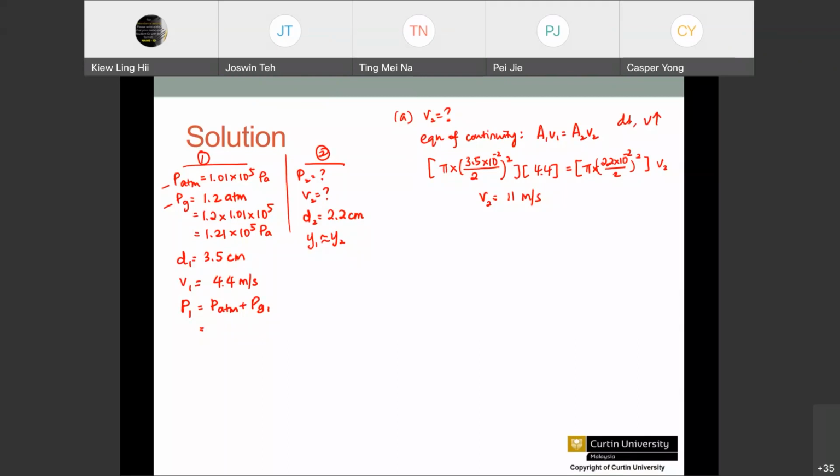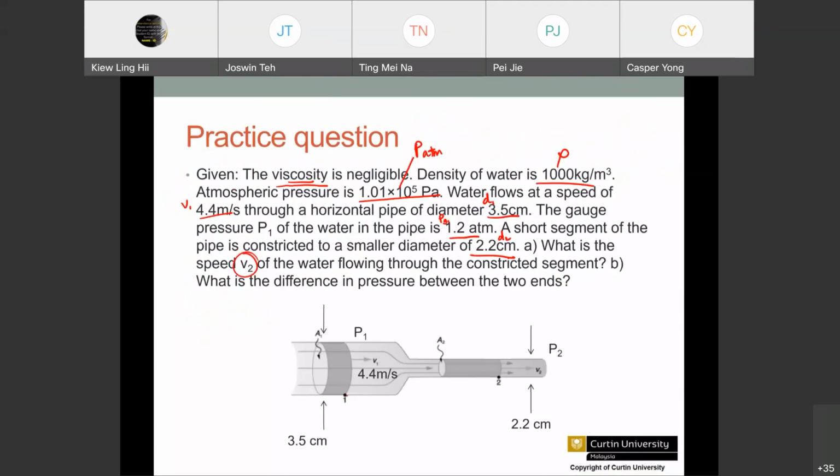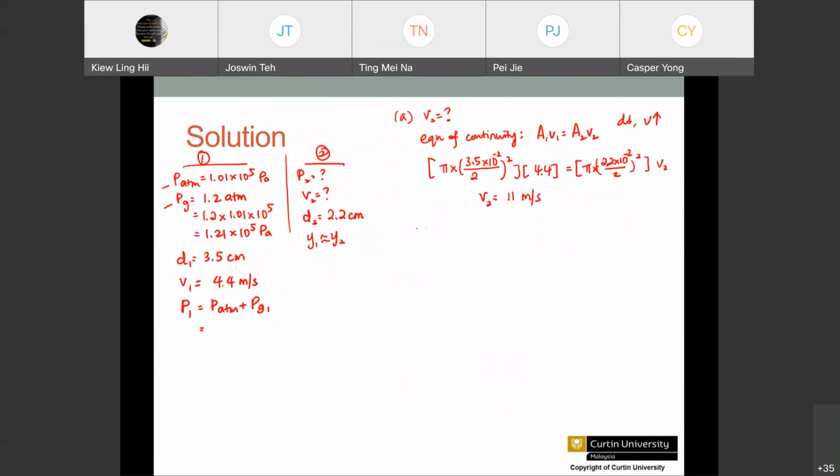Okay, now question B. What is the difference in pressure between the two ends? So what is the difference in pressure? P2 minus P1. Okay, so now let's find P2 and see what is the change in P2. In order for us to find P2, we need the Bernoulli equation. P1.